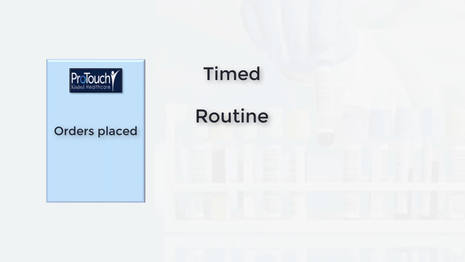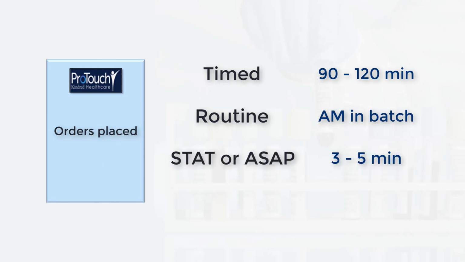If a timed order is indeed needed, the labels for those tests will print around 90 minutes to 2 hours before the blood needs to be drawn. The labels for the morning routine draws will all print in one batch at a designated time for your site. Now when stat or as soon as possible tests are ordered, those labels will print about 3 to 5 minutes after placing the order in ProTouch.